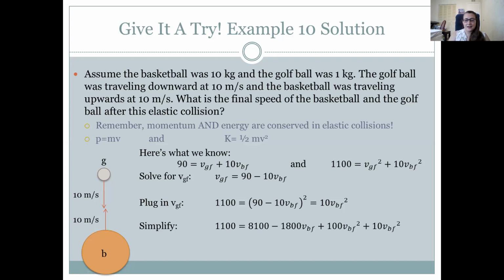So we can simplify that a little bit as well. We'll just divide everything by 10. That'll help us simplify it a little bit. And then we can subtract 110 from both sides, and then combine our two VBF squared terms to get this result of 0 equals 700 minus 180 VBF plus 11 VBF squared. So all of those steps are just helping us get this equation as simplified as possible.